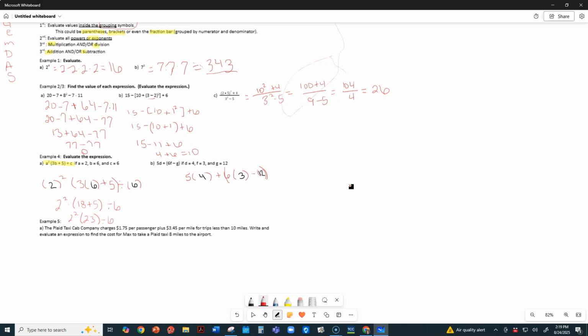The next thing I have to do is 2 squared, which is 4, and then that's times 23, and then I'm going to divide that by 6. So I've got to multiply 4 times 23, and that gives me 92 divided by 6. And 92 divided by 6 does not come out to be a nice number, so I'm going to leave it as a mixed fraction, 15 1/3.